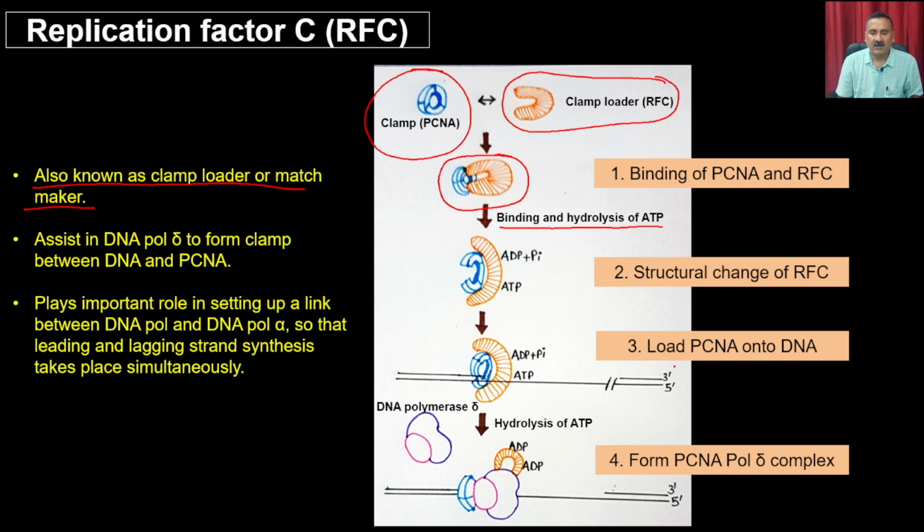And then that loads the PCNA onto the DNA, and once it binds to the DNA, it forms a complex with the pol delta, and there is hydrolysis of ATP, and the DNA polymerase delta is recruited on the DNA. That is how it helps in the initiation stage of DNA replication.